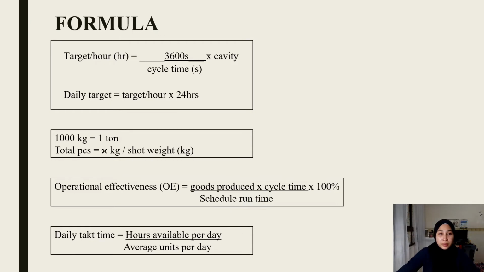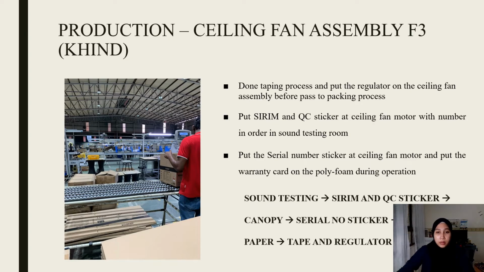This is the ceiling fan assembly at Kim production site. I have experienced supporting the line in every station. The first process is testing the motor voltage in the sound testing room, followed by putting the serial and QC sticker on the motor pipe. The motor pipe with foam will be put on the conveyor and the canopy will be put onto the motor. The serial sticker will be stuck on the motor pipe, then warranty paper followed by tape, and the regulator will pass through until the final process, which is baking.